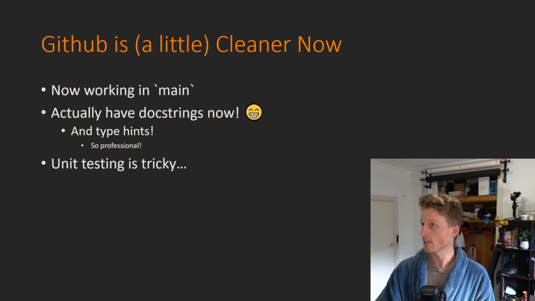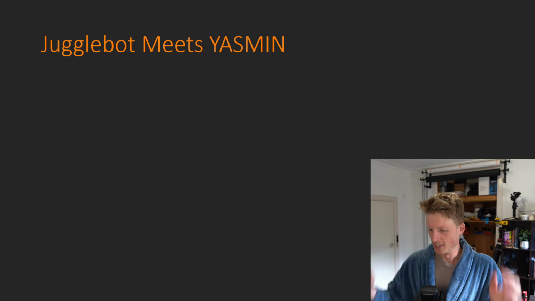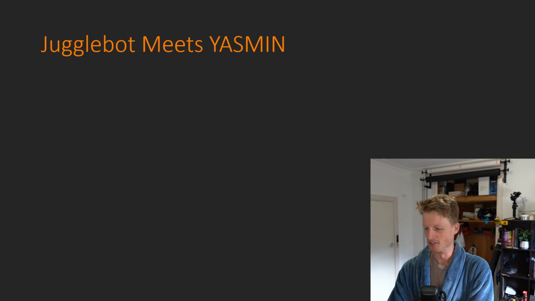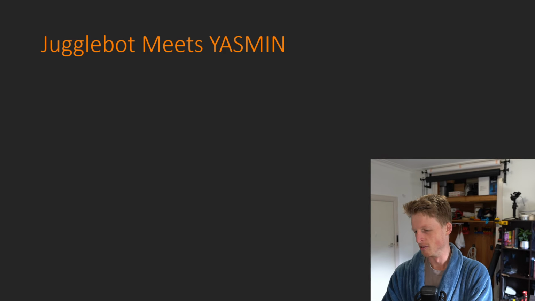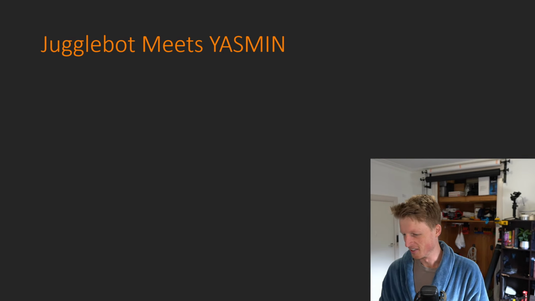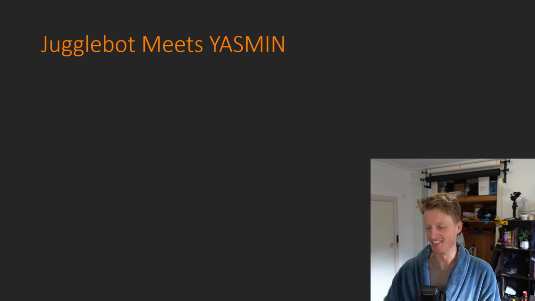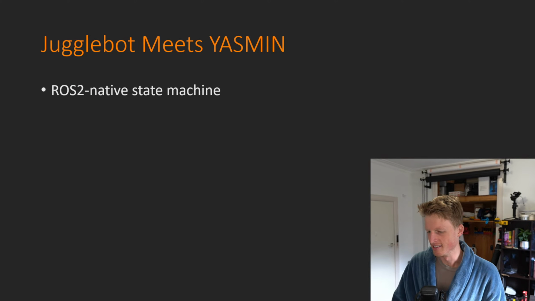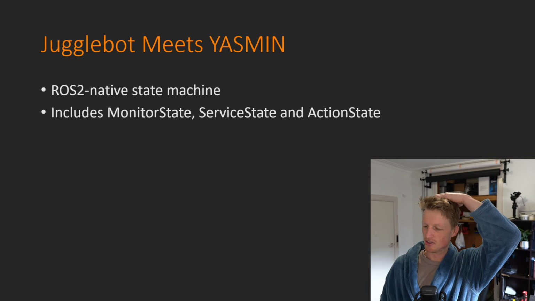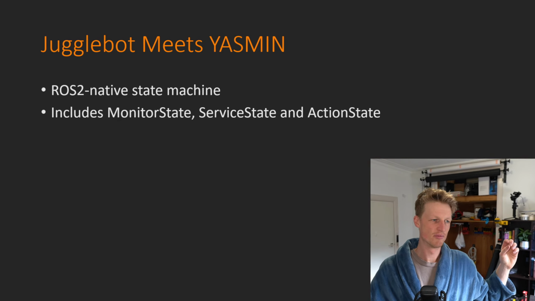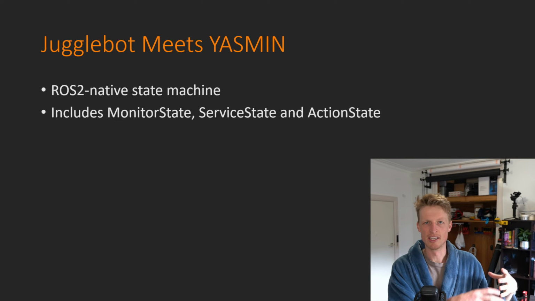Cool. So now for the big exciting update. Jugglebot meets YASMIN, which stands for Yet Another State Machine. They definitely took creative liberties in adding the IN to that. I think it should be YASM, but whatever. Again, the link for this is in the description. This is a ROS2 native state machine, which can handle all of the states of the robot in a fairly easy to control way.